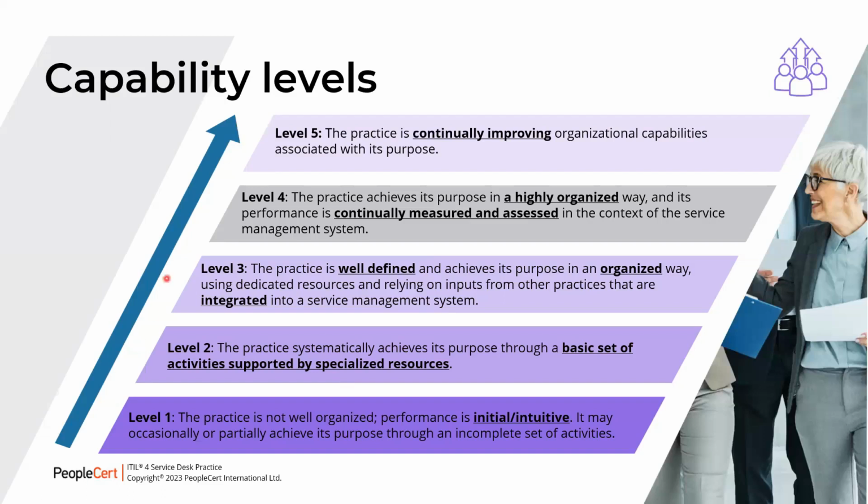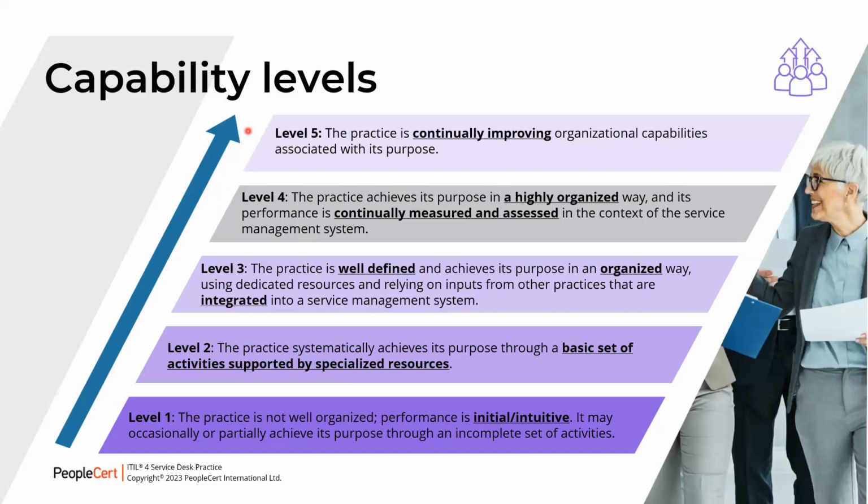Level 3, the practice is well defined and it achieves its purpose in an organized way. It uses dedicated resources, relying on inputs from other practices that are integrated into a service management system. At level 4, the practice achieves its purpose in a highly organized way, and its performance is continually measured and assessed in the context of the service management system. Level 5, wherein the practice is continually improving the organizational capabilities associated with its purpose.